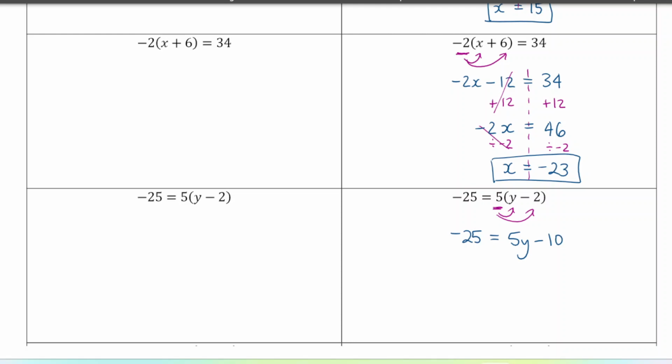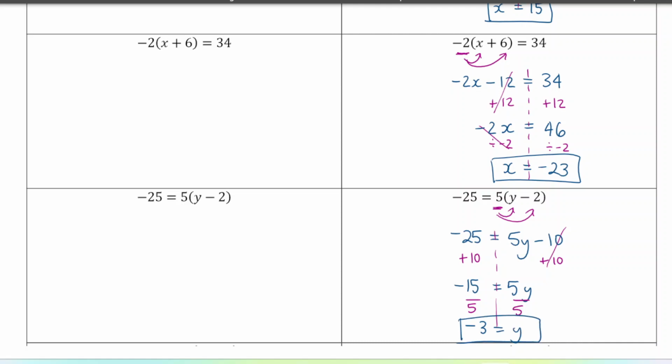And then we're going to solve using opposite operations. So we're subtracting by 10. We want to add 10 to get rid of the 10. So we'll end up with -15 equals 5y. And then 5 is being multiplied with the y, so we divide by 5. And you get -3 equals y.